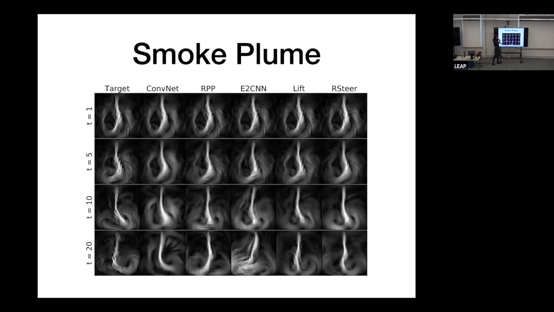So what we can see here is that if we use a convolutional neural network, this neural network doesn't have rotation symmetry, and you can see that the prediction of this convolutional network is very blurry. But if we use a perfectly rotation equivariant network, the E2CNN model, then it does learn the small scale behavior compared to the ground truth, right?